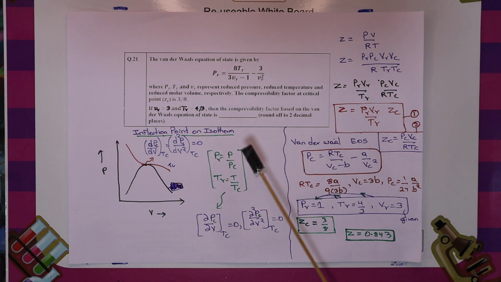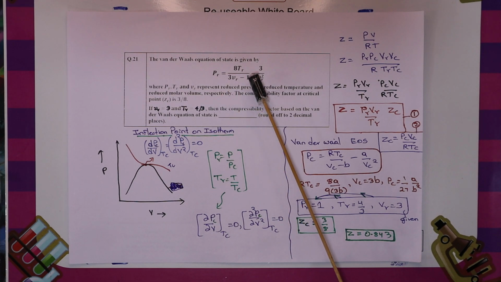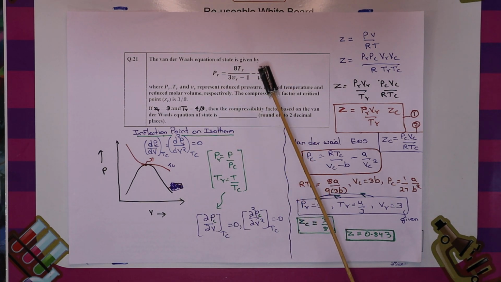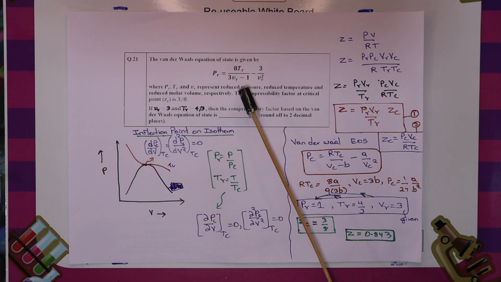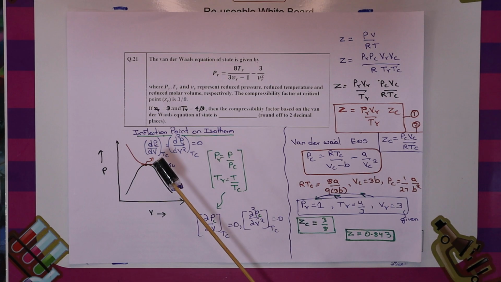Hi students, let us discuss the thermodynamics problem in GATE 2021. Here the van der Waals equation of state is given as PR equal to 8 times TR by 3 times VR minus 1, minus 3 by VR square. As we already know, PR, TR and VR represent the reduced pressure, temperature and volume.